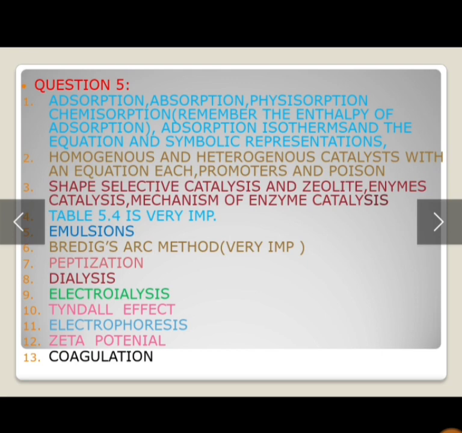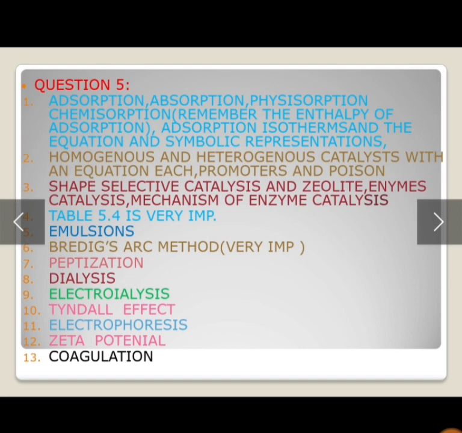Otherwise, go through the adsorption isotherm, the Freundlich adsorption isotherm: x by m equals k p raised to 1 by n. Next comes homogeneous and heterogeneous catalysts with an equation. Definitions of promoters and poisons. No need to read this one in depth. Then comes shape selective catalysis and zeolites, enzyme catalysis, mechanism of enzyme catalysis.